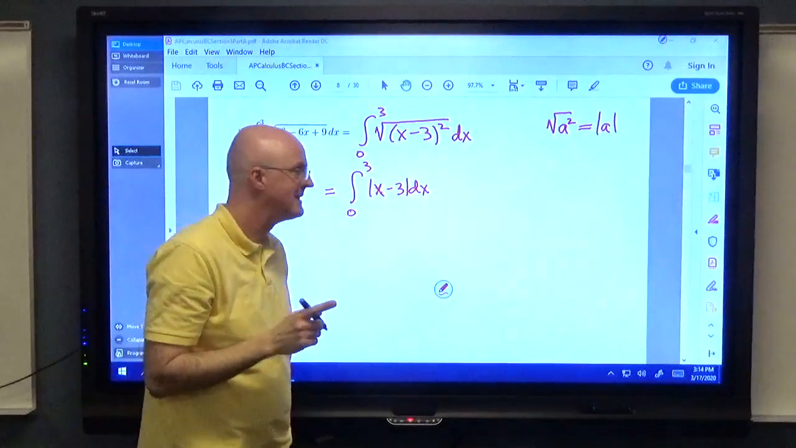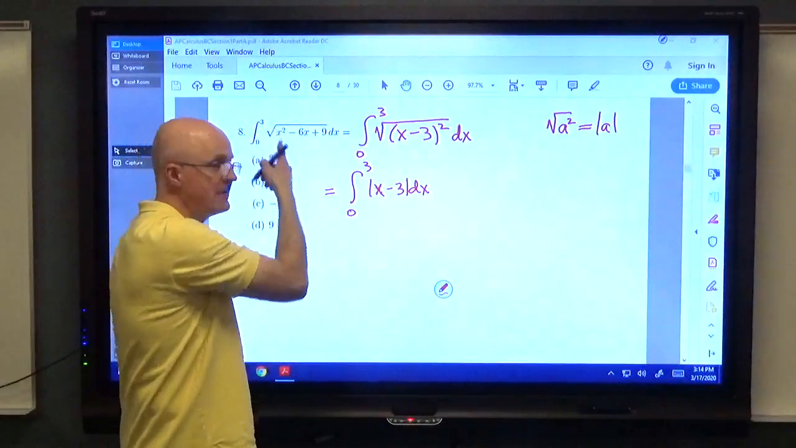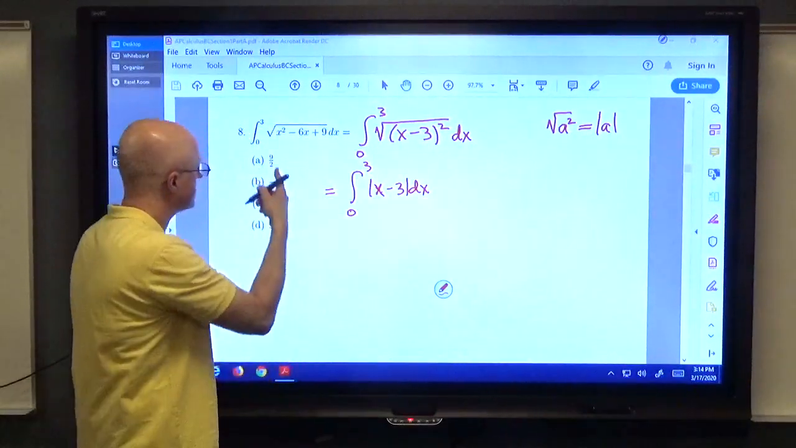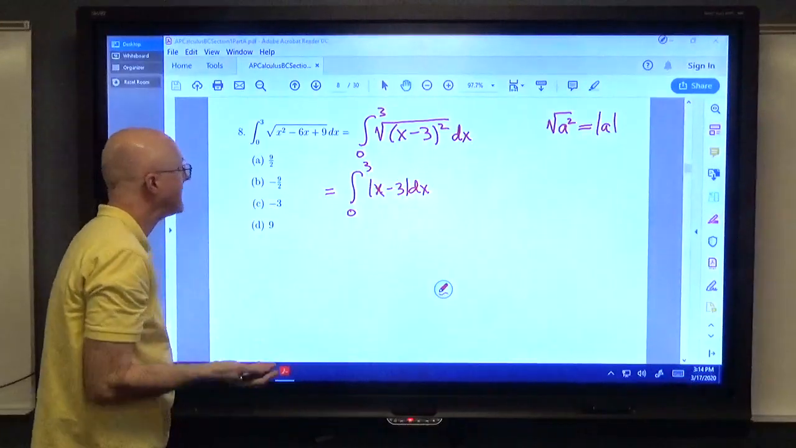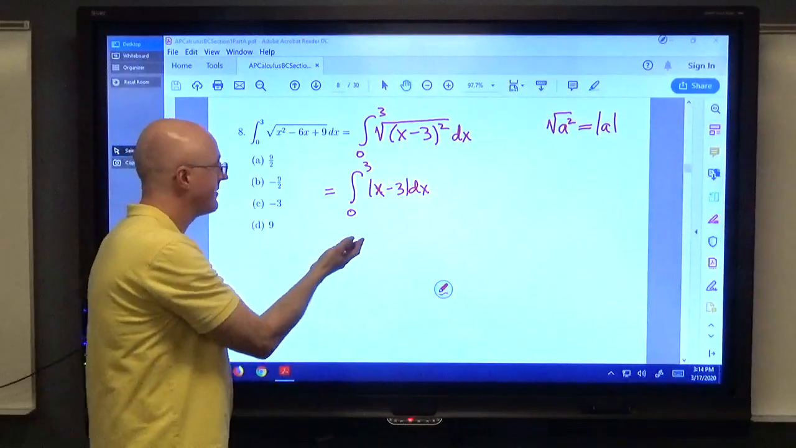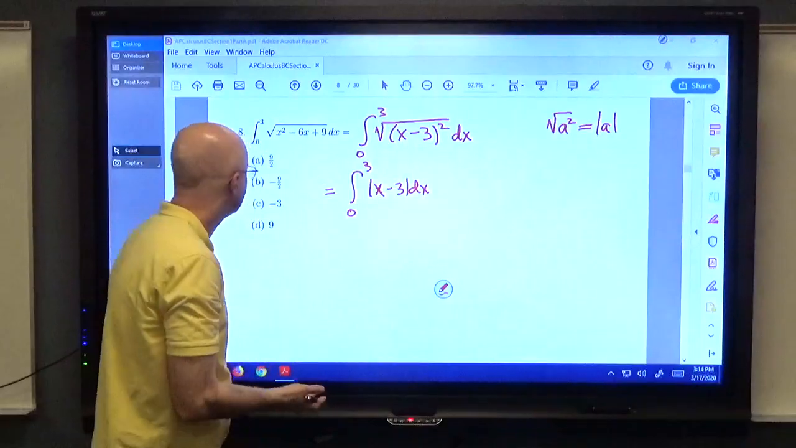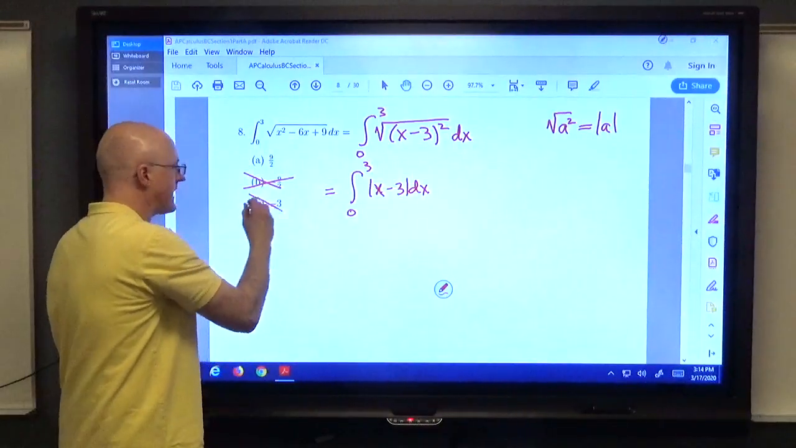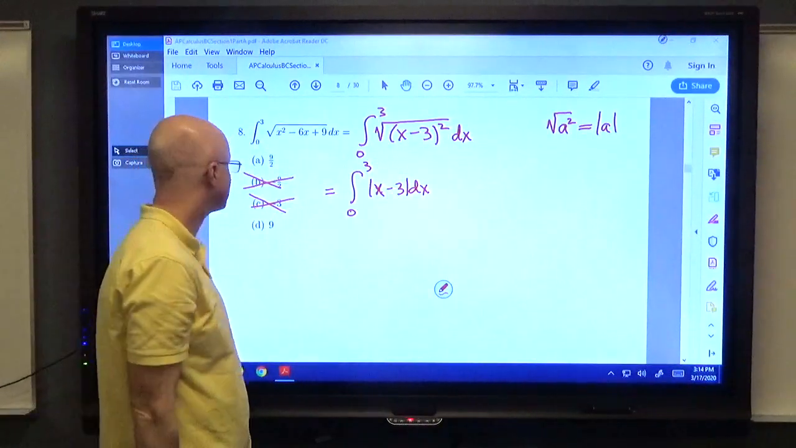Which tells you, and this can make sense even thinking about the original function in its original form, the answer can't be negative. We're integrating a function that's greater than or equal to 0. B and C are ruled out right away. It's got to be either A or D.